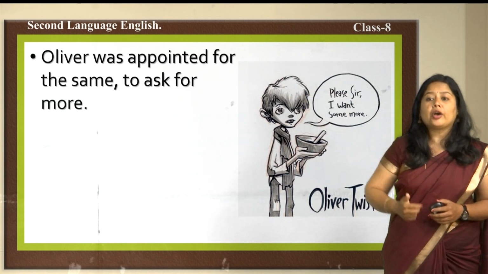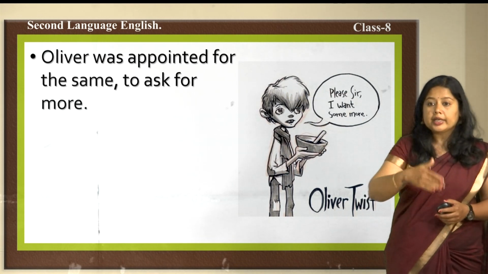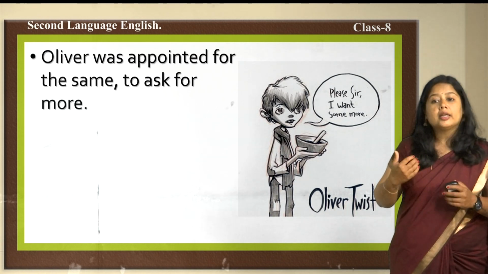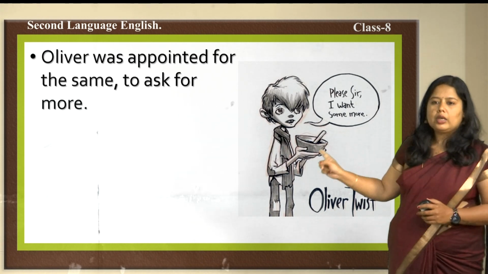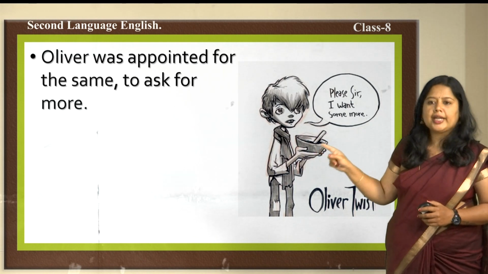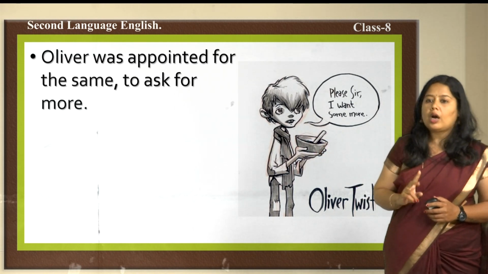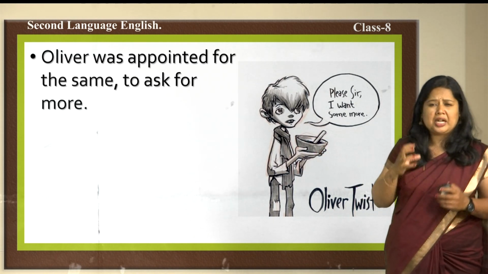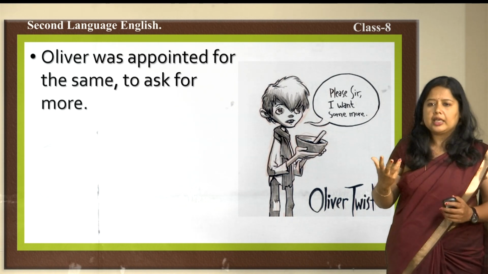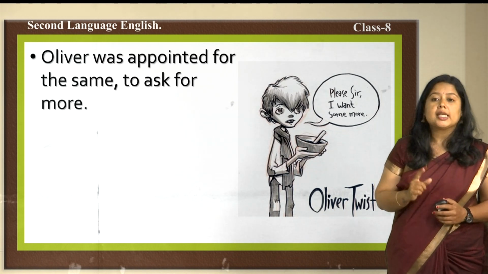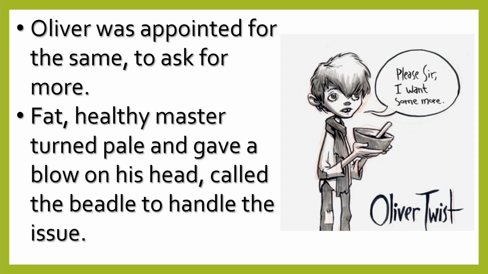At the council held next, children were gathered in a group and discussed and decided who has to go. Oliver was chosen and he was sent. You know how Oliver was? He was very thin and pale and a very weak guy, but he was chosen because he had some courage. He asked the master for more gruel.